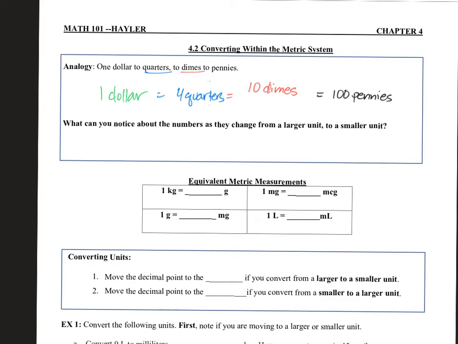Okay, after much trial and error, we have figured this out. So $1 is equal to 4 quarters, which is equal to 10 dimes, which is equal to 100 pennies. So take a moment and first acknowledge these are all equal to each other, even though they are all different units, and they're also all different numbers. Okay?